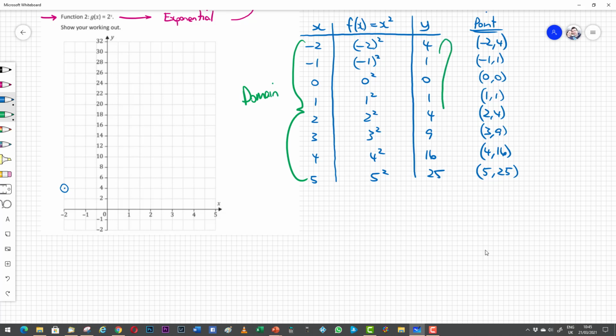And then the y values, that's the range. And when you put the inputs, the domain, and the range, the outputs together, we get the pairs of points. So let's do the same thing for the second function.